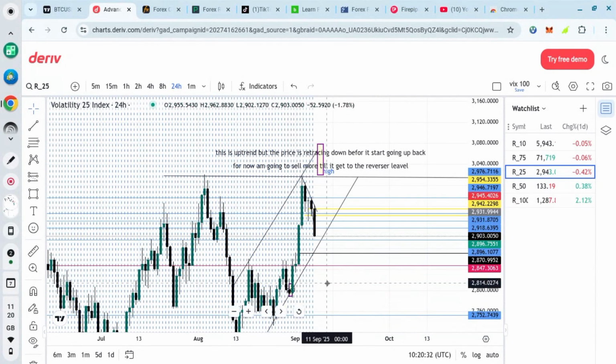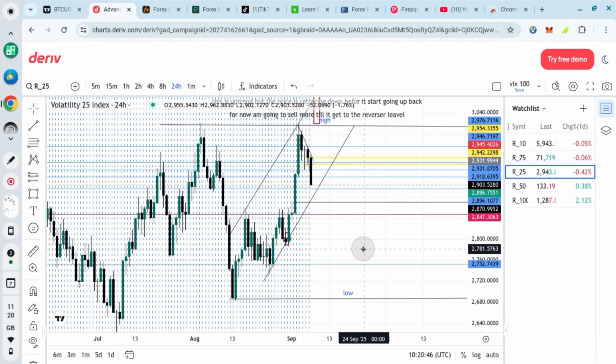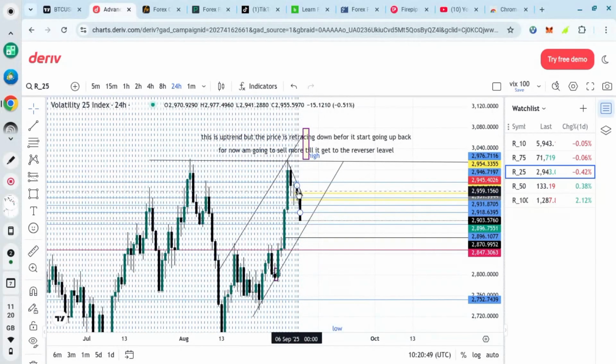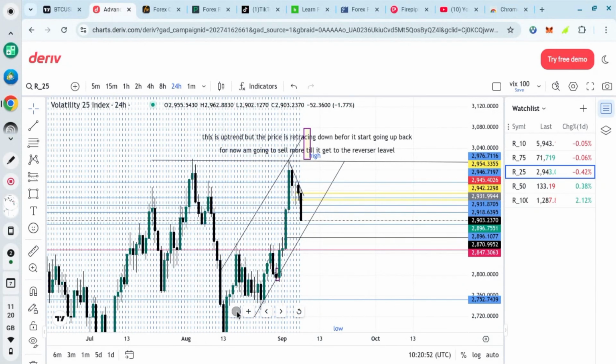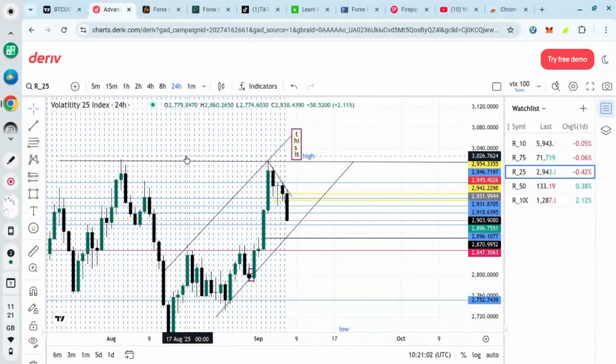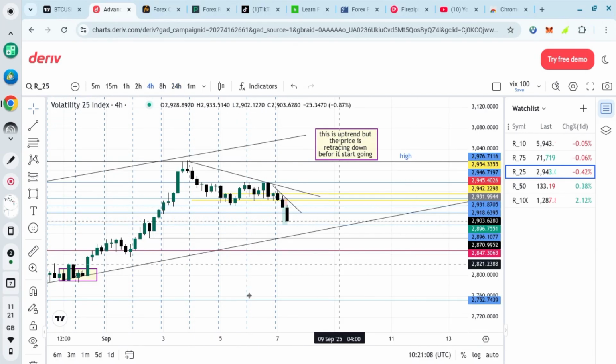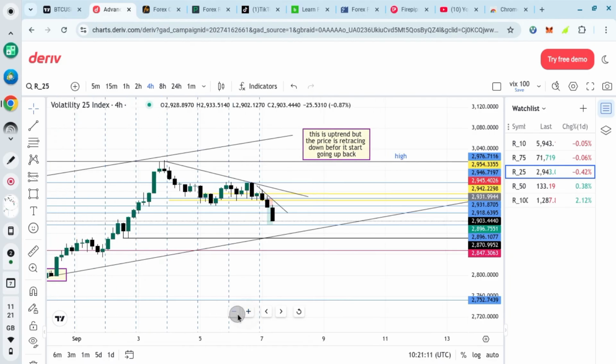The first thing I do, I mark out the levels. First mark out the recent high, then the low. Then after that, I mark out the last candle, which is yesterday's candle, the close and the high of yesterday's candle. Once I do that, I add it to H4, that's the 4-hour time frame, and I just mark out levels.